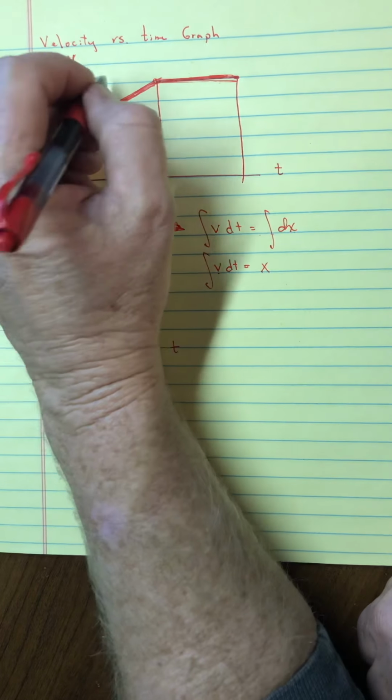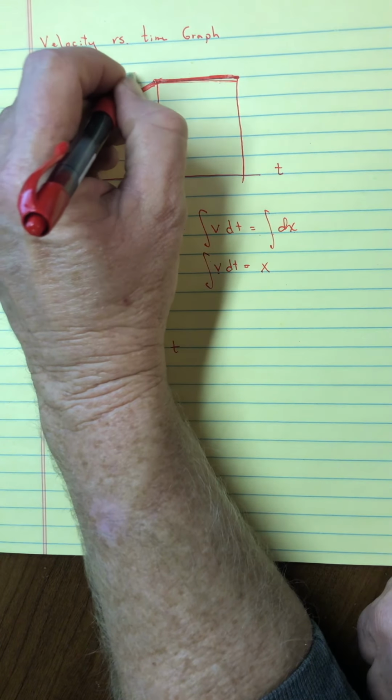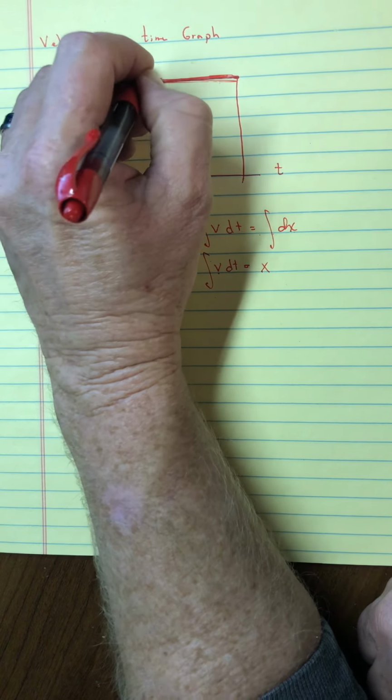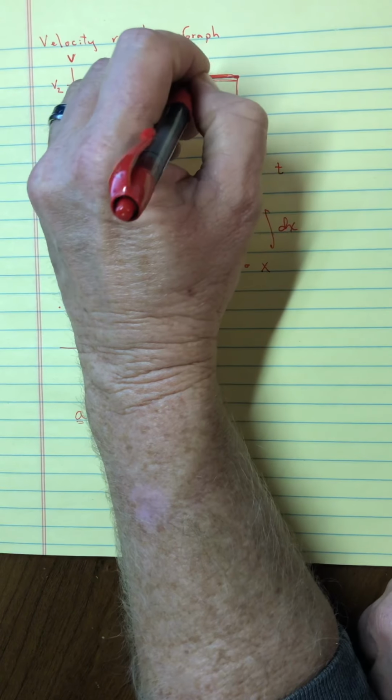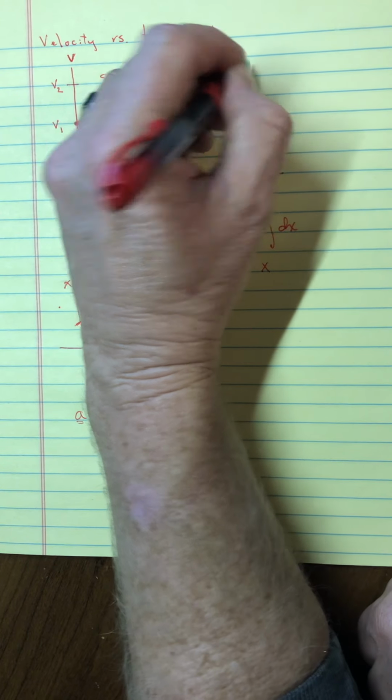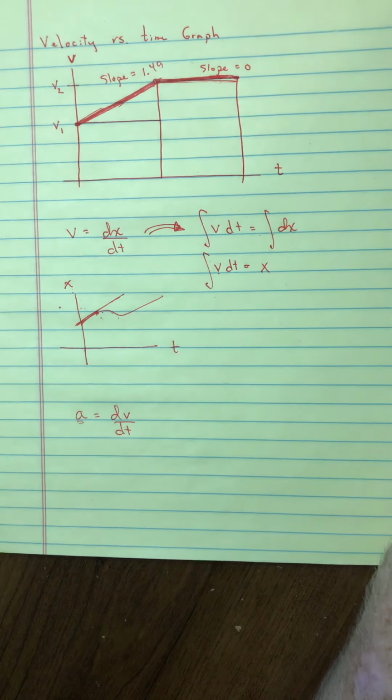So know that the slope here is 1.49. And the slope here, if it matters, is 0. Okay? And so we have some information from all of that.